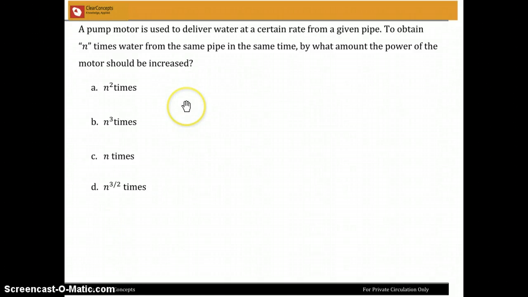Okay, Divya, you've asked a question here about this problem. A pump motor is used to deliver water at a certain rate from a given pipe. To obtain n times the water from the same pipe in the same time, by what amount should the power of the motor be increased? And we've got a few options here. So let's take a look at it.